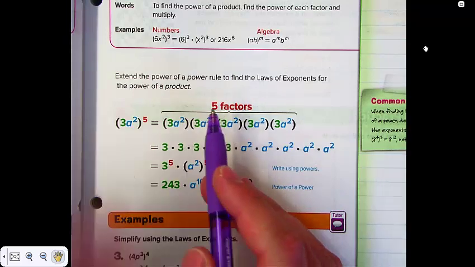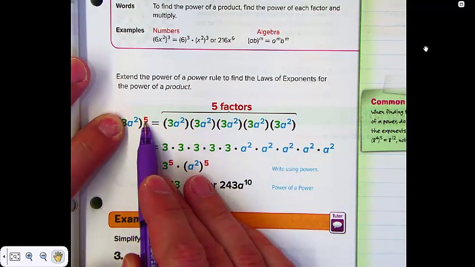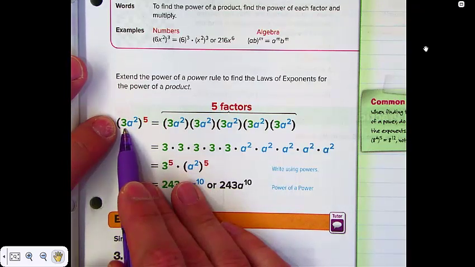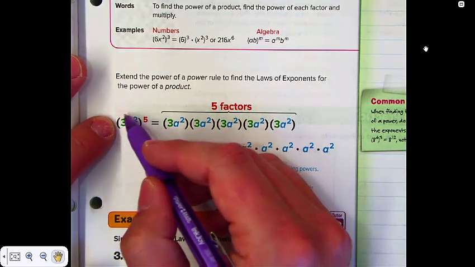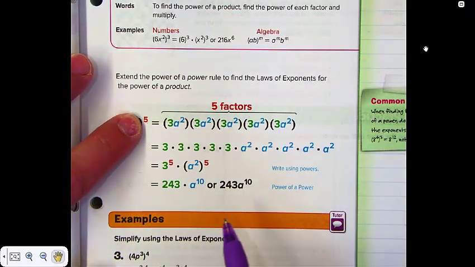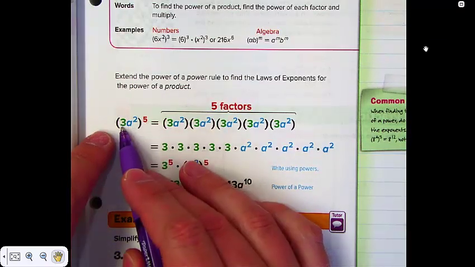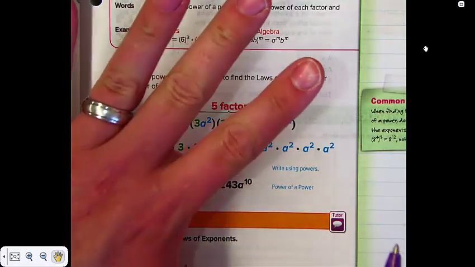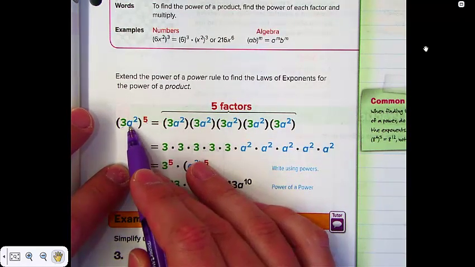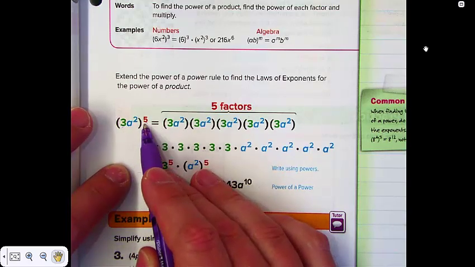So if you look here, previously we basically had a to the second power to the 5th power. Now we're adding a coefficient right in front of that, okay? So we're taking this whole thing 5 times. And in order to do this successfully, you kind of have to break it into its different parts. We're going to have this 3 five different times, okay? This 3 is going to occur 5 different times. And then the a squared is going to occur 5 different times because it's being raised to the 5th power.